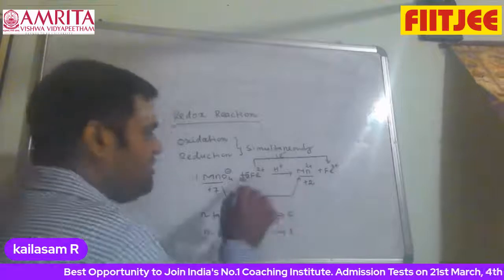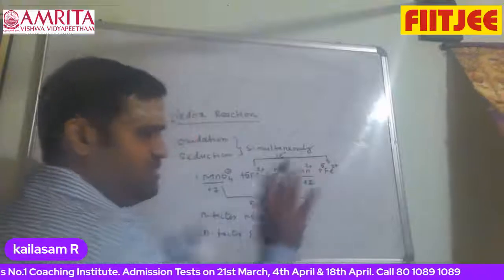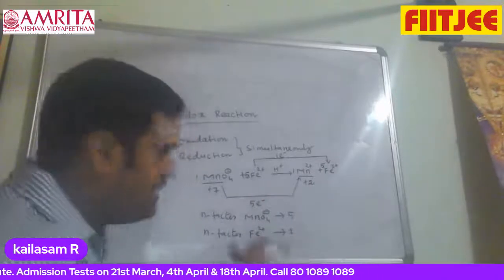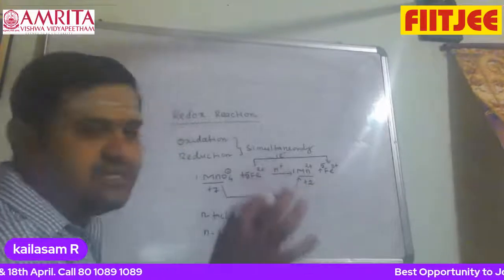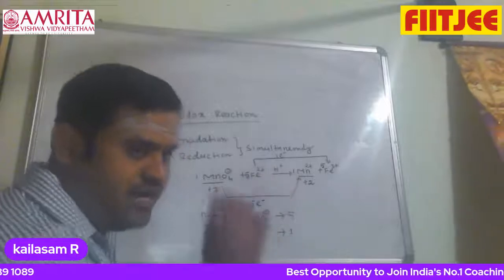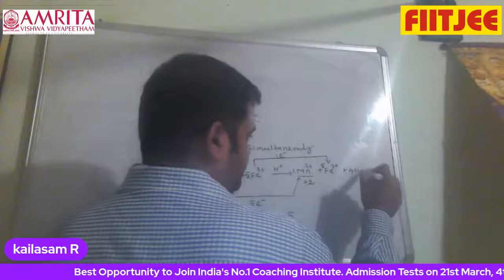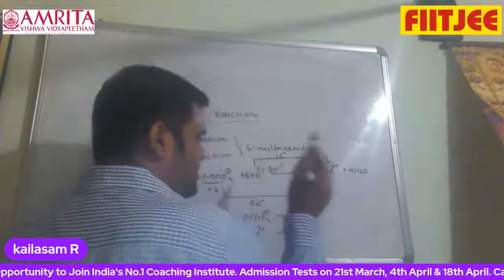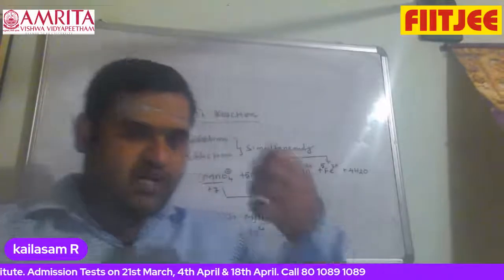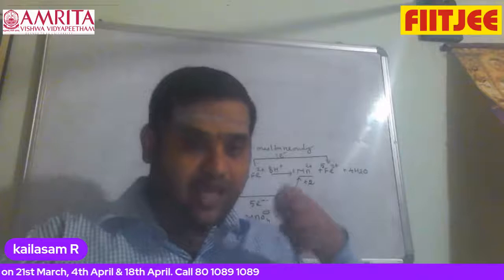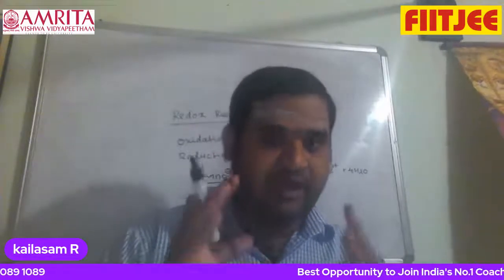Now I have to balance this. This becomes 5 Fe3 plus, therefore 1 Mn2 plus. It is balanced. Now we have to balance the oxygen atoms. The medium is acidic. Wherever there are fewer oxygen atoms, for each oxygen you have to add an H2O molecule. Therefore 4 oxygen here, so I add 4 H2O. Now I can make it 8H plus over here. The reaction is balanced. So in a redox reaction, the number of electrons gained and lost should be equal, and oxidation and reduction take place simultaneously.